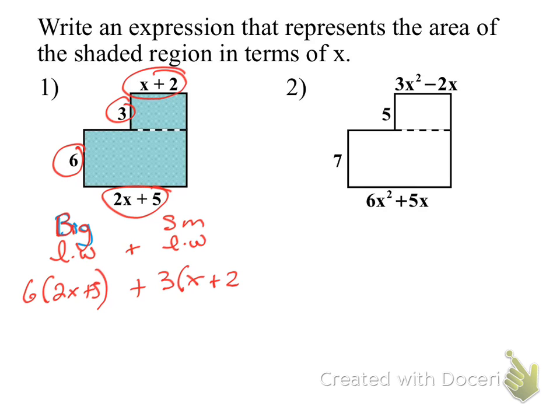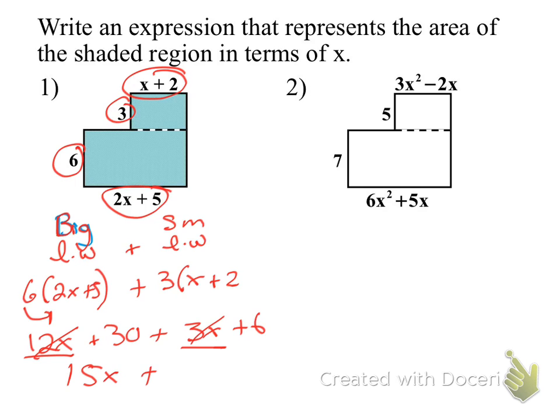Width times length. The order doesn't really matter. So now we're distributing and we get 12x plus 30, plus 3x plus 6. Combine like terms: 15x plus 36. Questions? Pause the recording and do number 2.